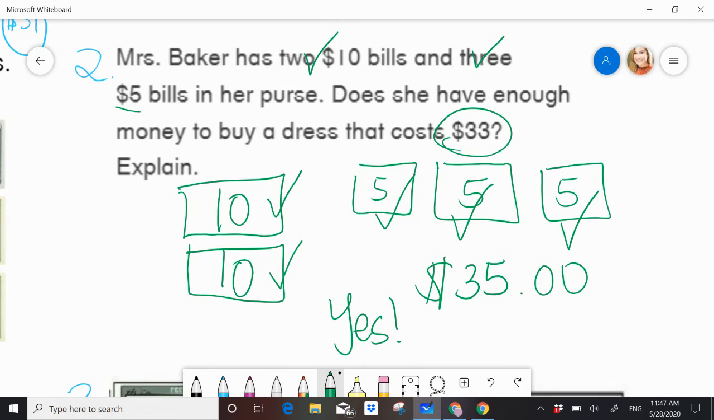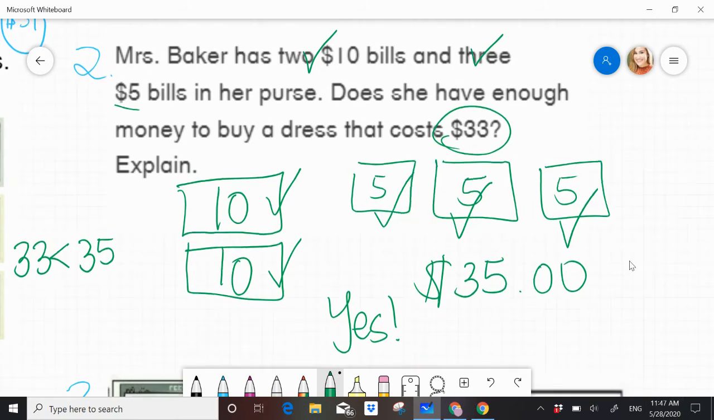The dress only costs $33. She has more than 33. She has 35. 33 is less than 35. 35 is more than 33. Therefore, she has enough money.